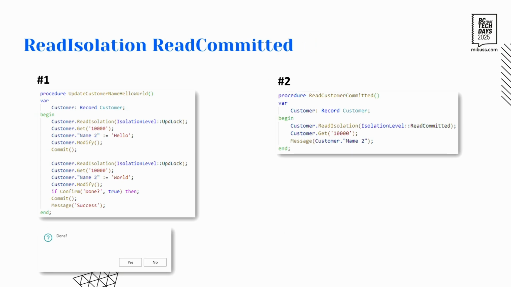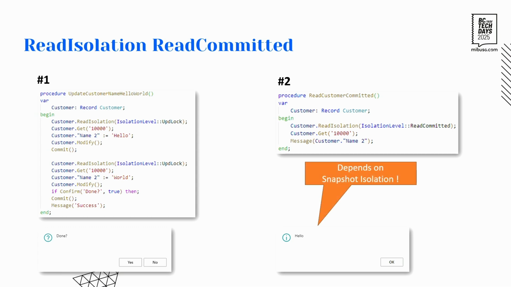Then we can use read committed. And as you will expect, it will give you hello, because that's the one we committed. But there's a catch here. That's only if you have set snapshot isolation level on for your database, which I believe we have in our environments.